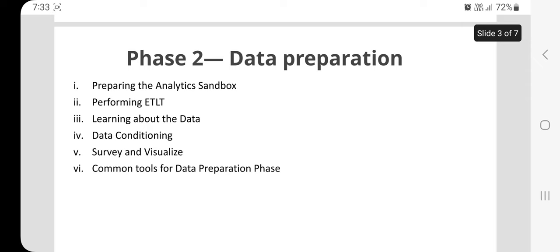Second is phase two, data preparation. Phase two requires the presence of an analytics sandbox in which the team can work with the data and perform the analytics for the particular project. The team needs to execute extract, load, and transform to get the data into the sandbox. The data should be transformed in the ETLT process so that the team can work with and analyze it. In this phase, the team also needs to familiarize itself with the data thoroughly and take steps to condition the data.